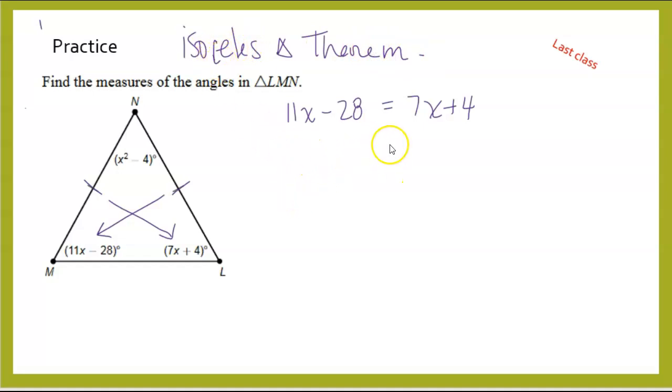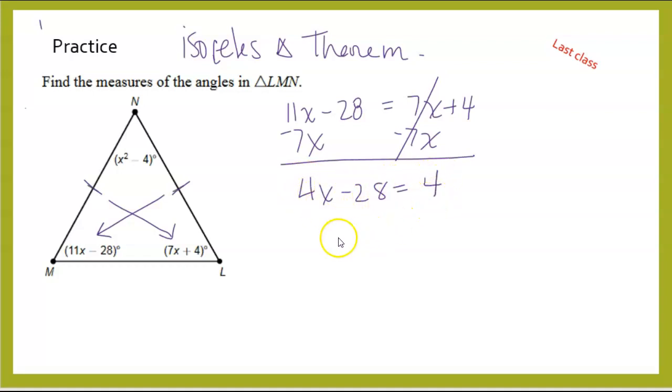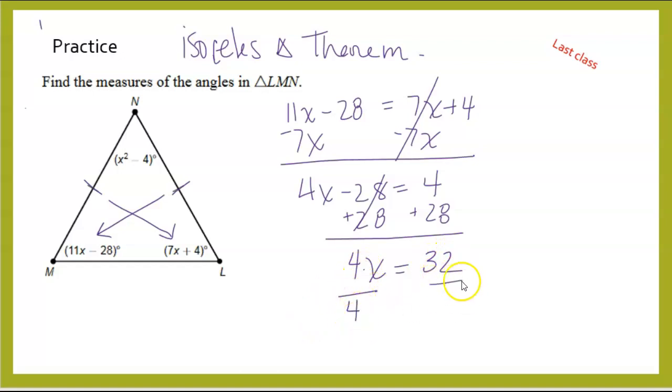All right, so we're going to get x by itself. Let's first start by combining our x values. Move the 7 over. Get 4x minus 28 equals 4. And then we'll add 28 to both sides. 32. And lastly, divide by 4. So x is 8. So we found our x value, but we want to find the actual angle measures, right?